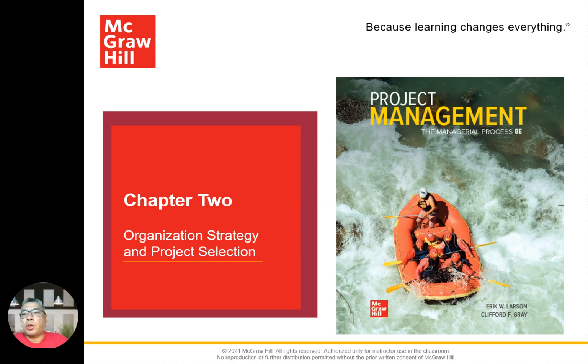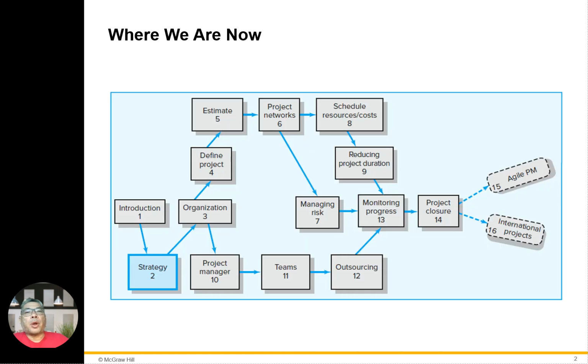We're going into chapter two for project management, which is organization strategy and project selection. We are at chapter two, which is strategy. The first thing after the introduction to project management, we're going to arrange the strategy. There are quite a number of objectives we're going to do here.